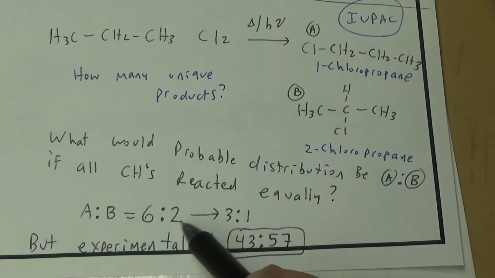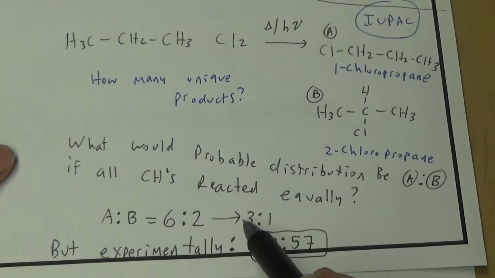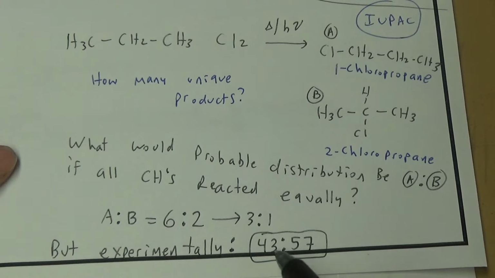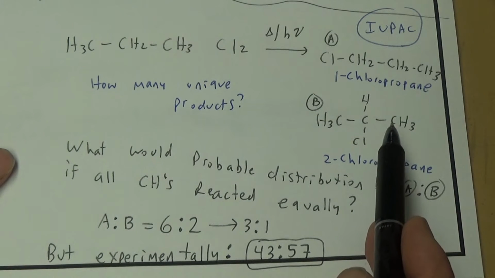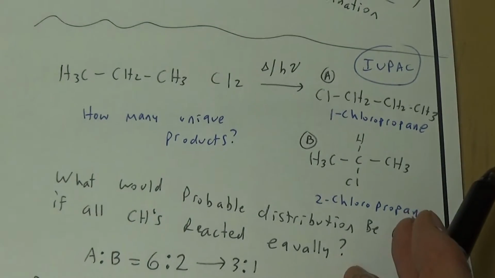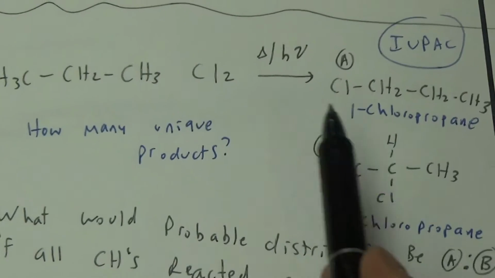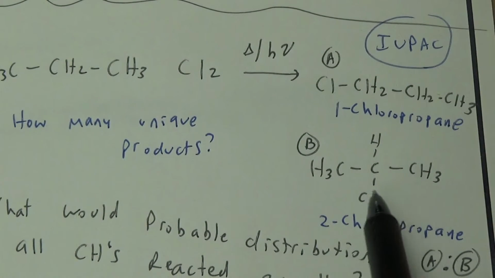This is what you'd expect, assuming all the H's react equally. But experimentally, it looks like it's not 3 to 1. It's actually 43 to 57. So which one is being produced in larger quantities experimentally? It looks like there's a lot more of the internal chlorination, right? A lot more B. And there's an explanation for that, of course.